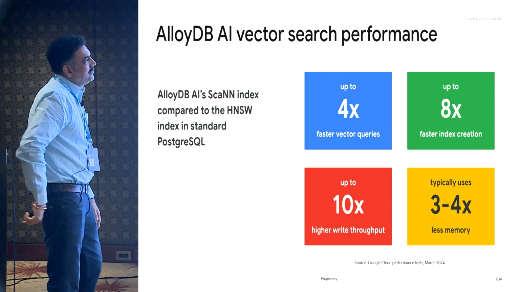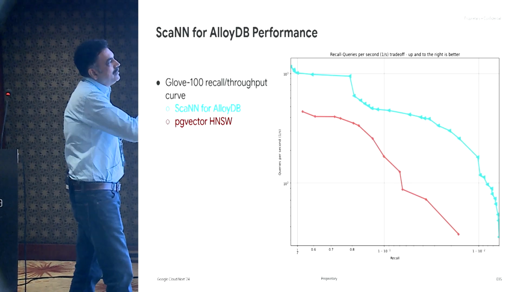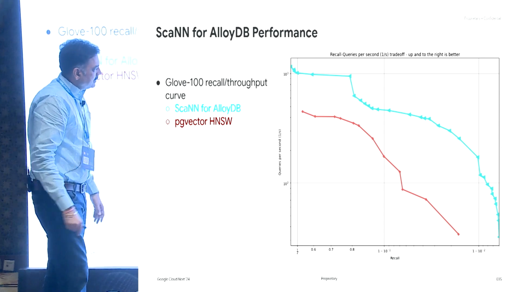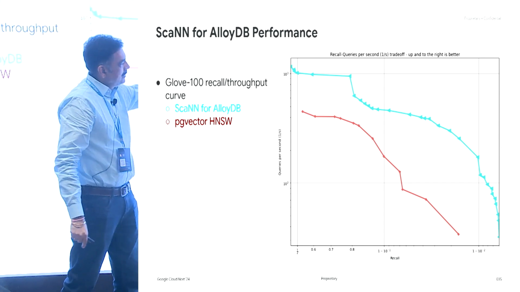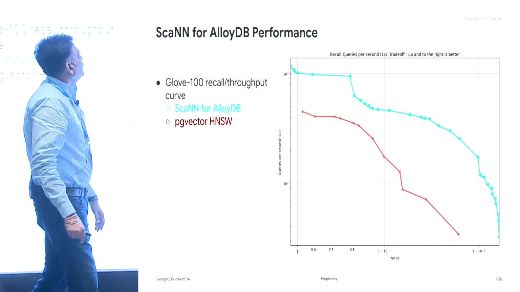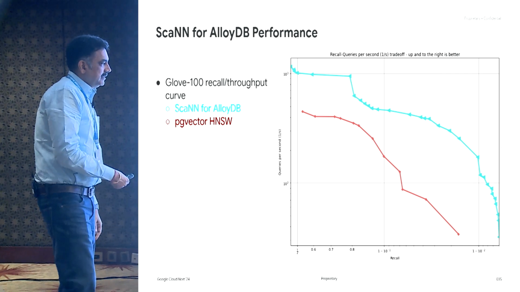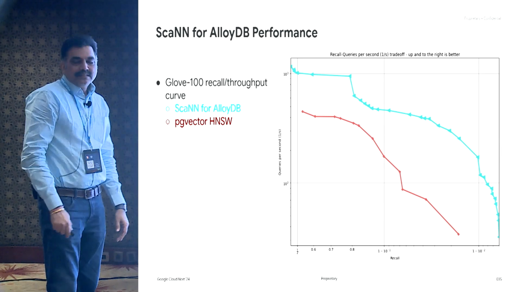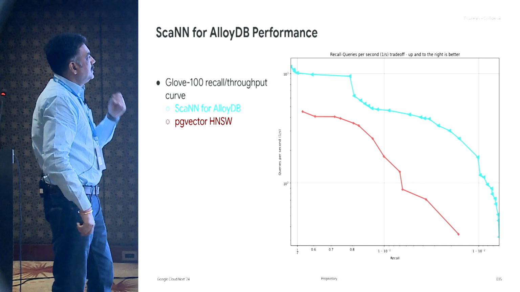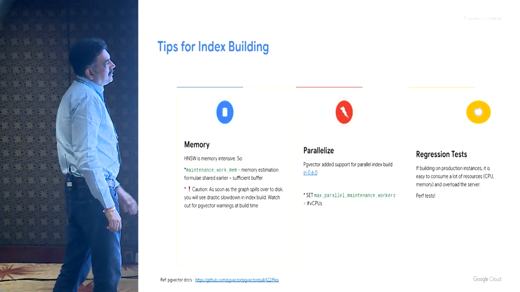So if you compare ScaNN with HNSW, this is the line for HNSW, and this is the line for ScaNN indexes. You can see that the queries per second at a given recall rate is significantly better with the ScaNN indexes. Right. So with that, certain tips.